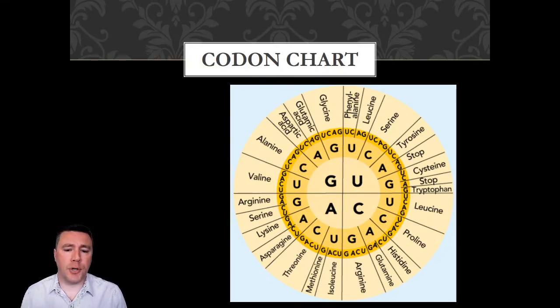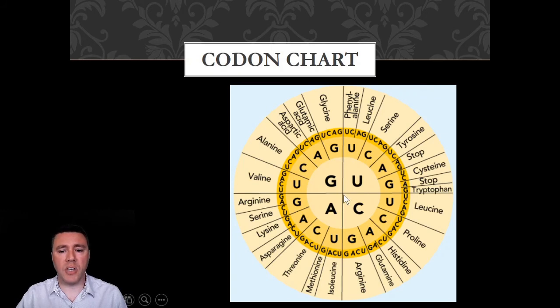Now, this codon chart was put together by scientists after researching how translation works over a number of years, and they were able to figure out exactly what three-letter sequences of messenger RNA, those codons, correspond to which particular amino acid. So here's how this codon chart works.